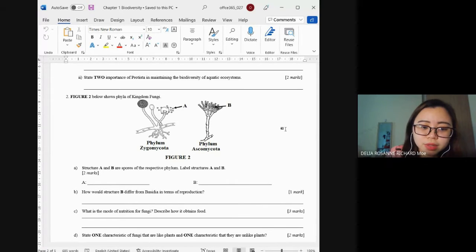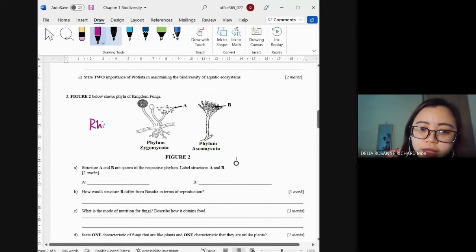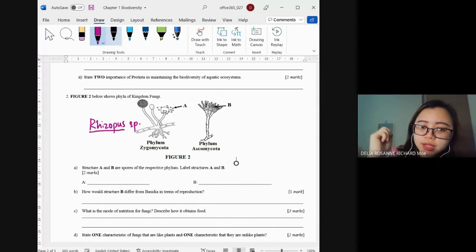Okay. Mas Mira Ritzman cakap dalam chat, this is Rhizopus species. So that's correct. This one on phylum Zygomycota is most likely Rhizopus species. Okay, since I am writing by hand, I am going to underline the word Rhizopus. What about the one on the right?